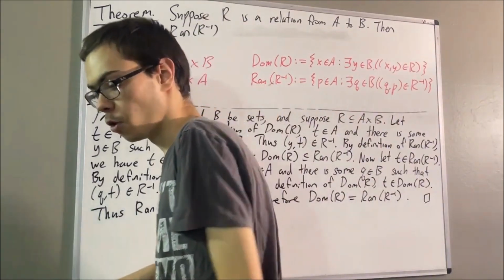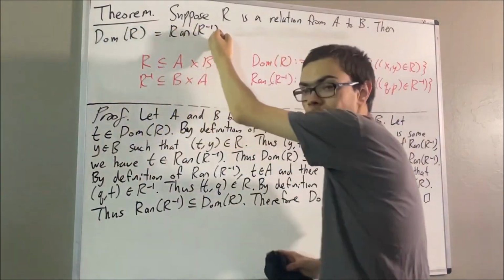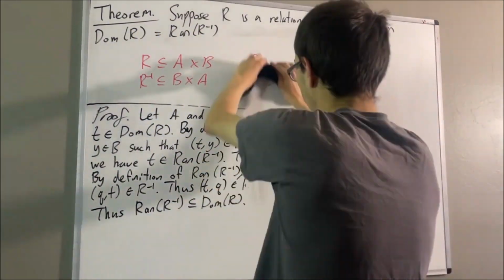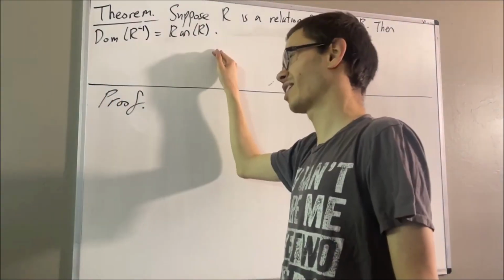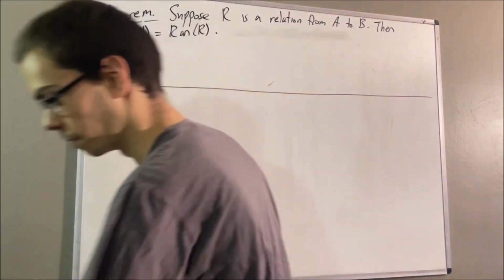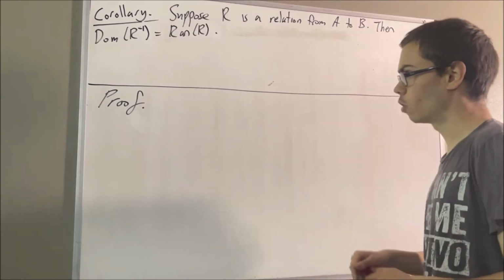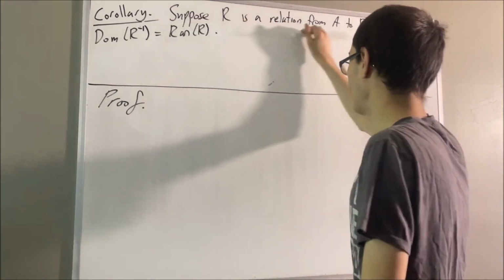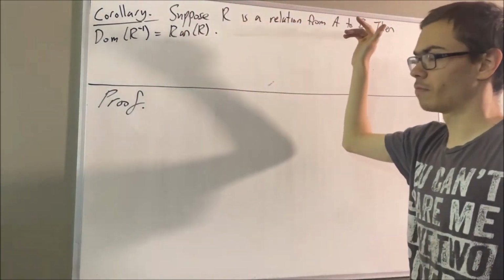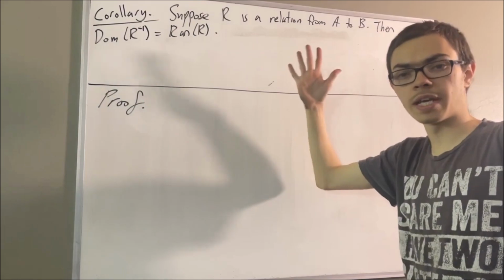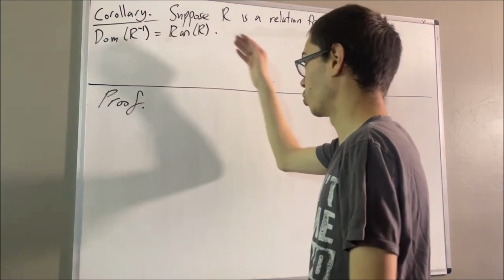Now we're going to prove the next thing we want to prove, which is that the domain of R inverse is equal to the range of R. And technically, it's going to be a corollary of what we just proved. Okay, so what do we just prove? Well, we just proved that given R is a relation from A to B, the domain of R is equal to the range of R inverse, right? And that is equivalent to saying, given J is a relation from C to D, the domain of J is equal to the range of J inverse.